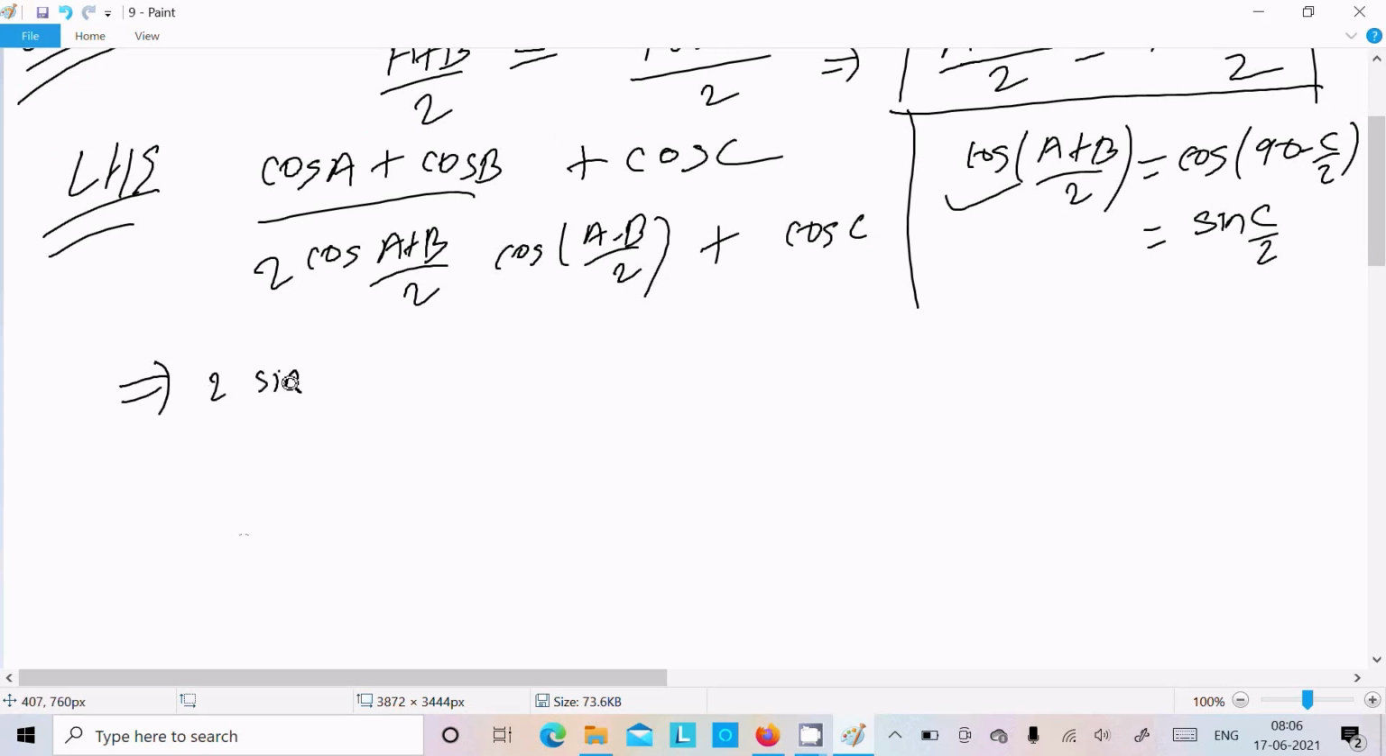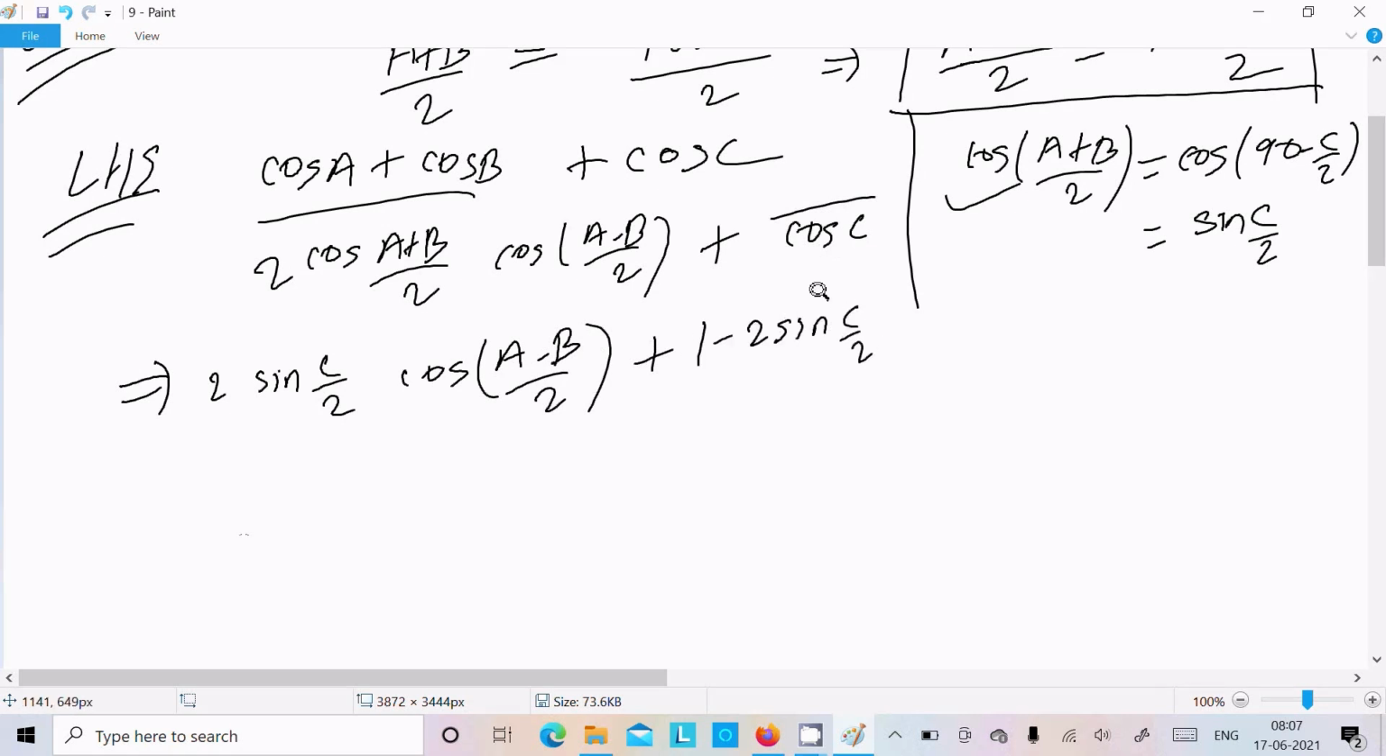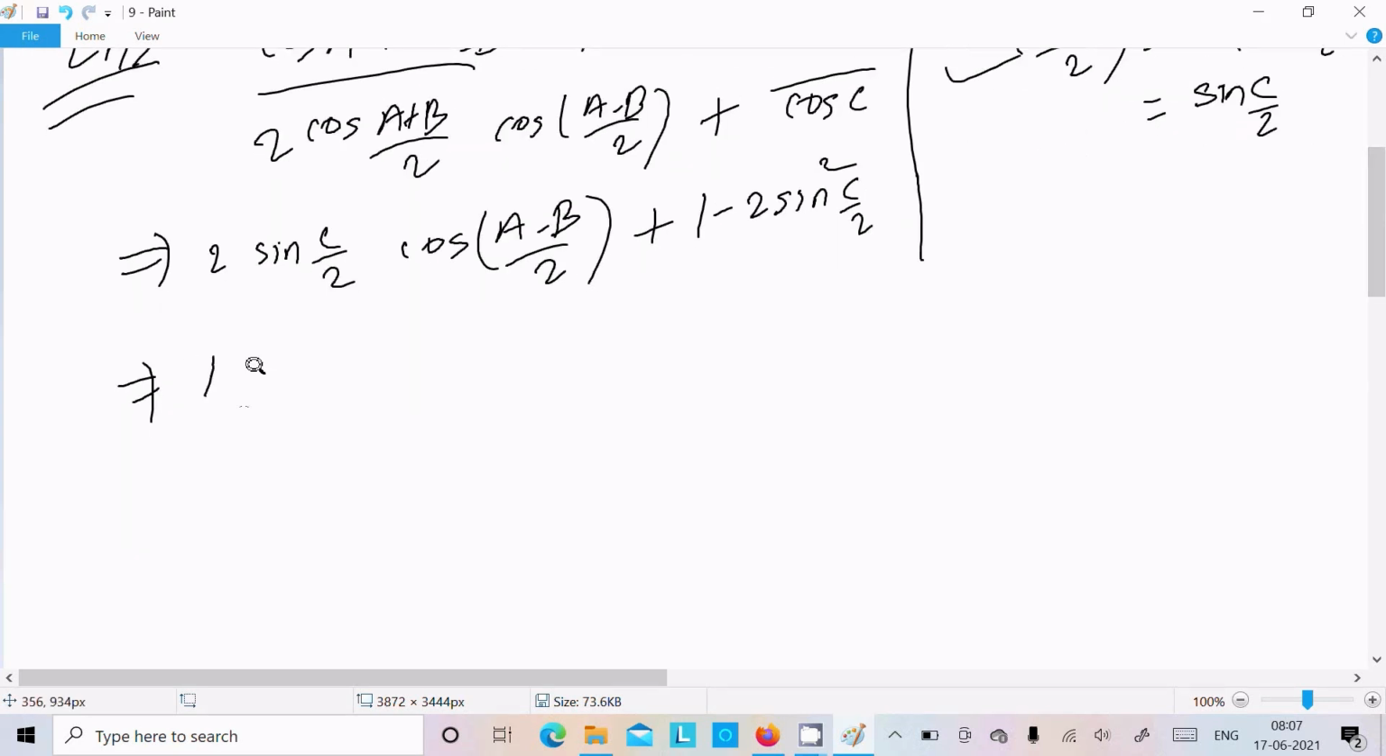So we get 2 sin(C/2) cos((A − B)/2). And here we can write cos C = 1 − 2 sin²(C/2), that is the formula. After that, let's write 1 first, and in this place minus 2 sin²(C/2), and here plus 2 sin(C/2) cos((A − B)/2).